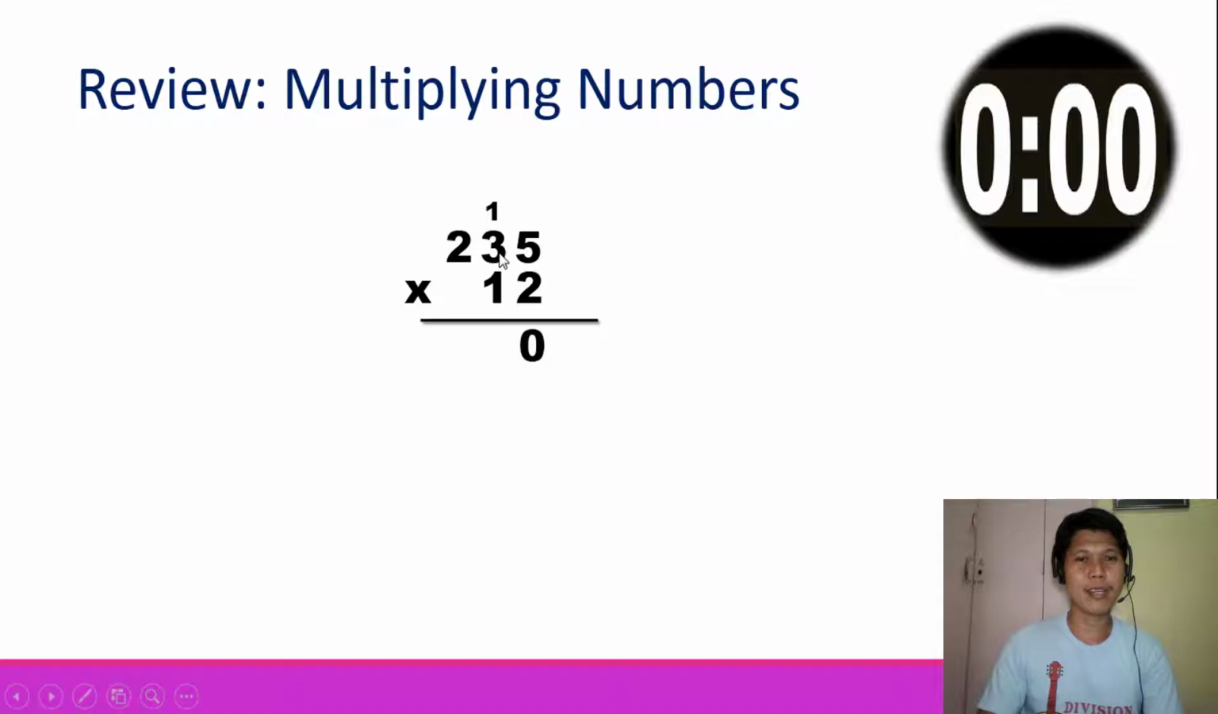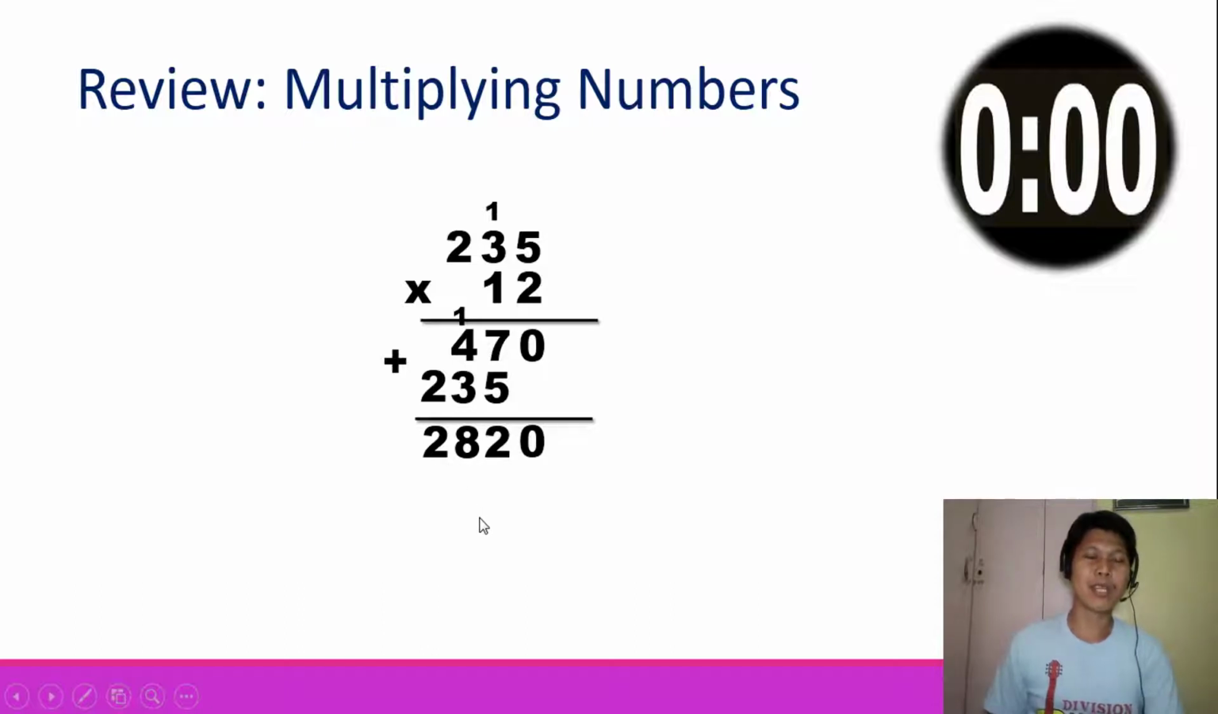Carry one group of 10, and then 3 times 2 is 6, plus 1 is 7. 2 times 2 is 4. Next, 5 times 1 is 5. We align 5 to 7, and then 3 times 1 is 3, and then 2 times 1 is 2. And then we add this, bring down 0. 7 plus 5 is 12. Carry one group of 10. And then 4 plus 3 is 7, plus 1 is 8. And then bring down 2. So the answer is 2,820. Did you get the correct answer?